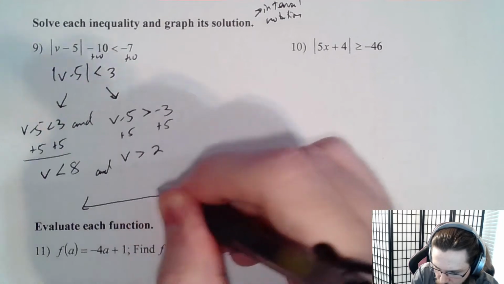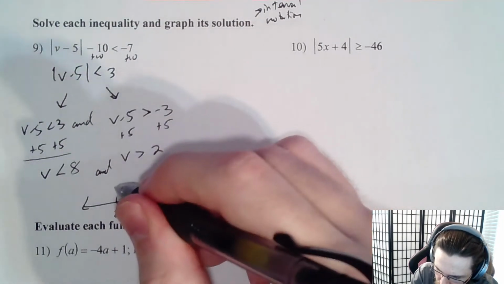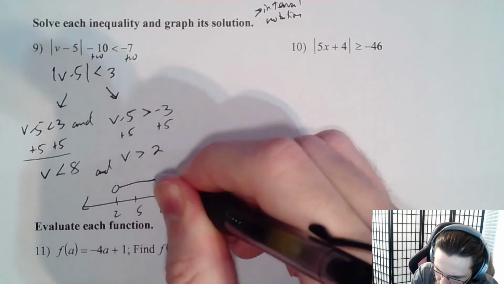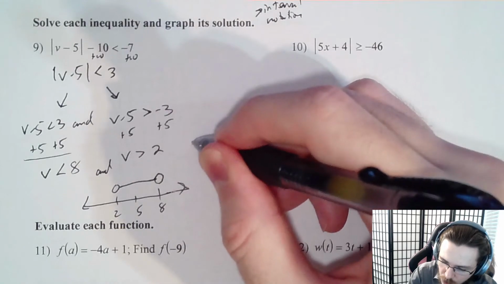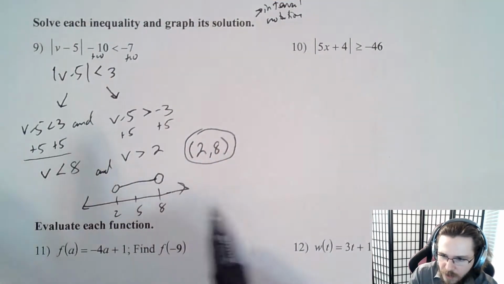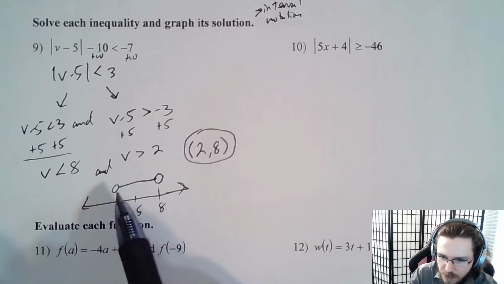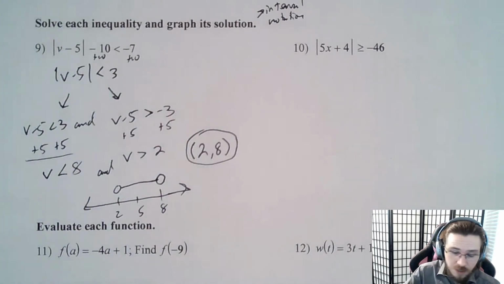Making our cutesy little graph. 2 here, 8 here, 5 goes in the middle. 2 to 8 open circles because they do not touch. Interval notation is going to look like a coordinate for this problem. 2 comma 8 because it's all the values from 2 to 8, parentheses because they have open circles. So it's important to remember this is not a coordinate. That means all the values v between 2 and 8.